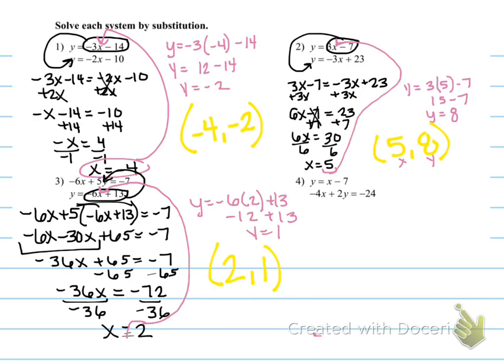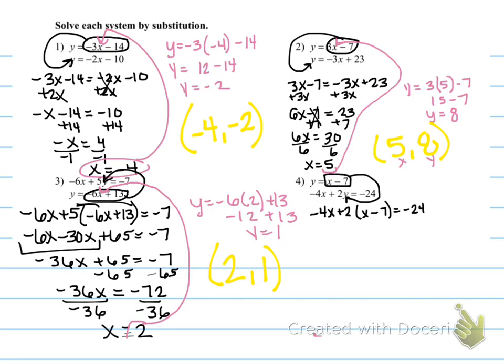Alright, on to number 4. Number 4 is really similar to number 3, where one equation is already set equal to y. So all you got to do is take what it equals and plug it in for y in your other equation. So now that equation is looking like, let's see, I've got negative 4x plus 2, in parentheses, x minus 7, and then equals negative 24. Okay, so I've got my equation.